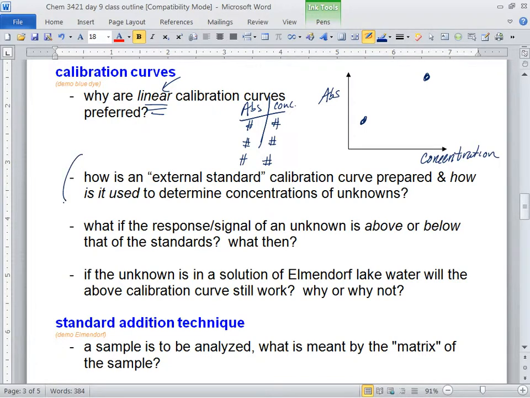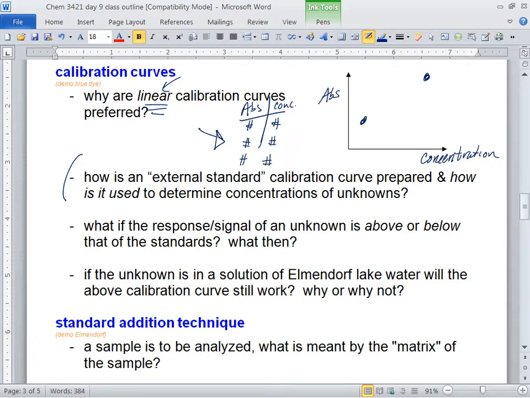Okay, now some terminology. How is an external standard calibration curve prepared, and how is it used to determine concentrations of unknowns? It's just terminology. I think you already know the answer. External standard calibration curve. That's this.